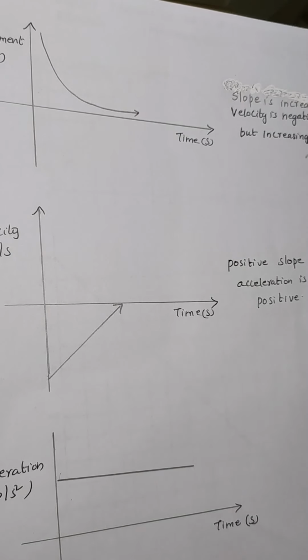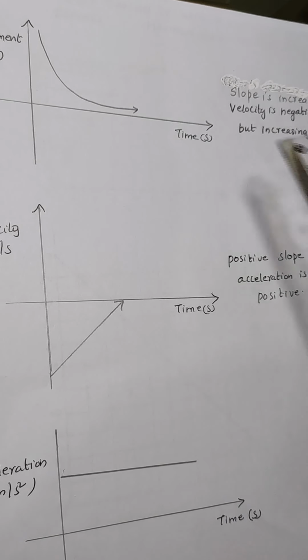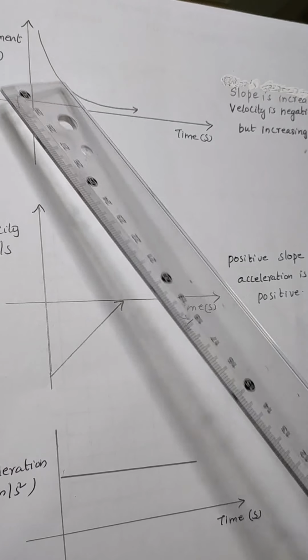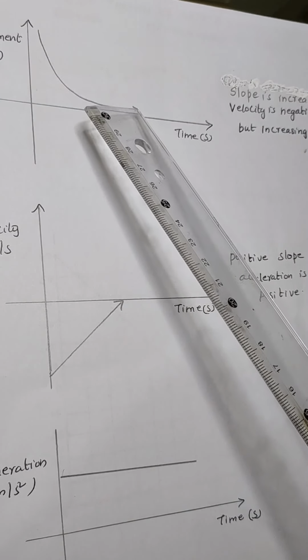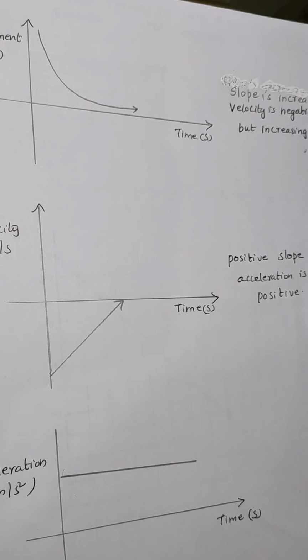Look at this situation now. Here again the displacement time graph. The slope is increasing, but still the velocity is negative but increasing.